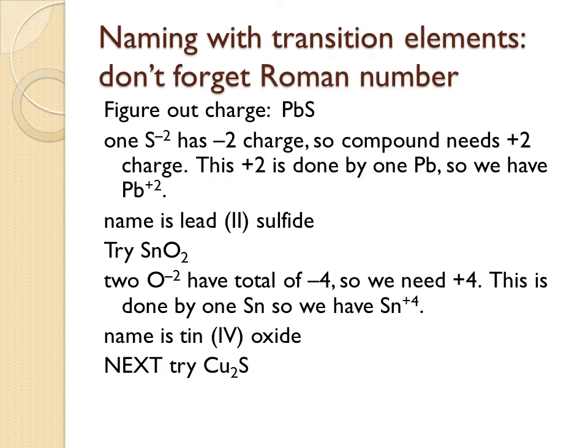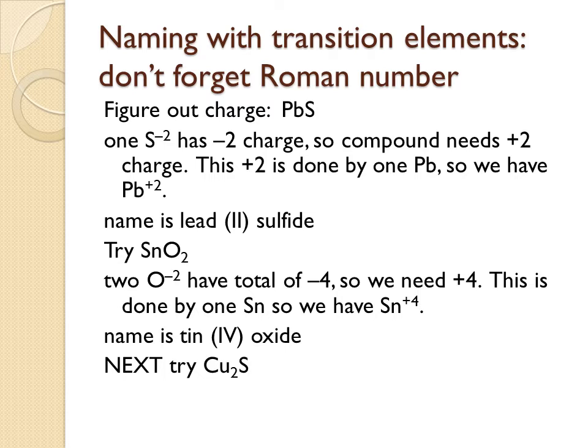Another example with the tin and the 2 oxygens, 2 oxide have a total negative charge of -4. And so we would need a +4 to balance that. And we have one tin atom to do that with, so that one tin atom must be a +4 charge. So we have to call that tin 4 oxide. So skip down a couple of examples and try the one with copper and sulfur.